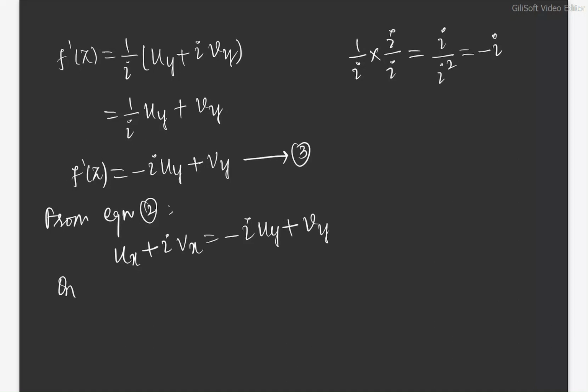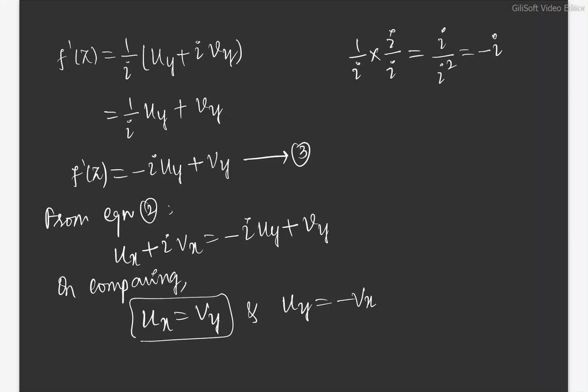So on comparing the two complex numbers, the real parts must be equal, so u x equals v y, and the imaginary parts must be equal, so that is u y equals minus v x. These two are known as the Cauchy-Riemann equations. Hence proved.